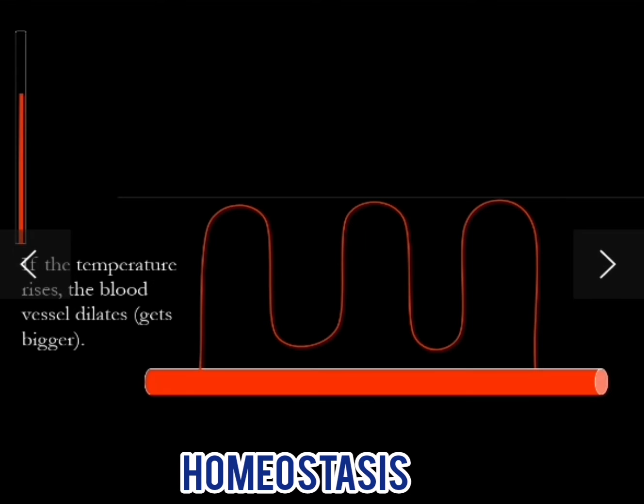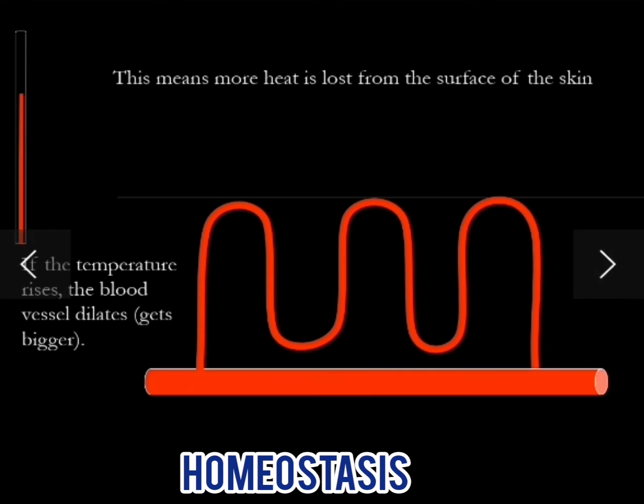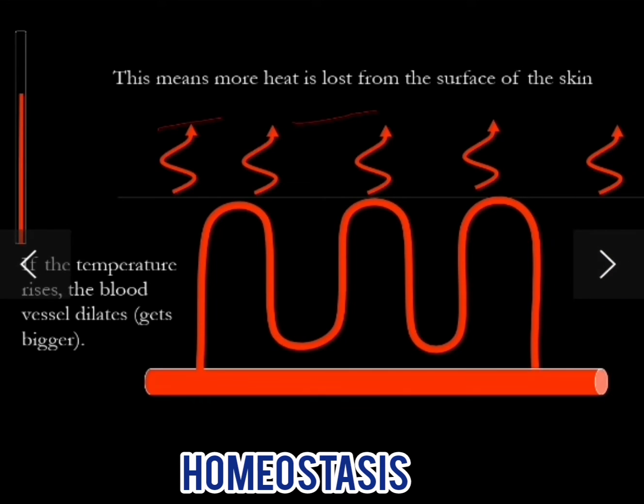If the body temperature rises, the blood vessels dilate, which means vasodilation, and dilate means get bigger. So this means more heat is lost from the surface of the skin.